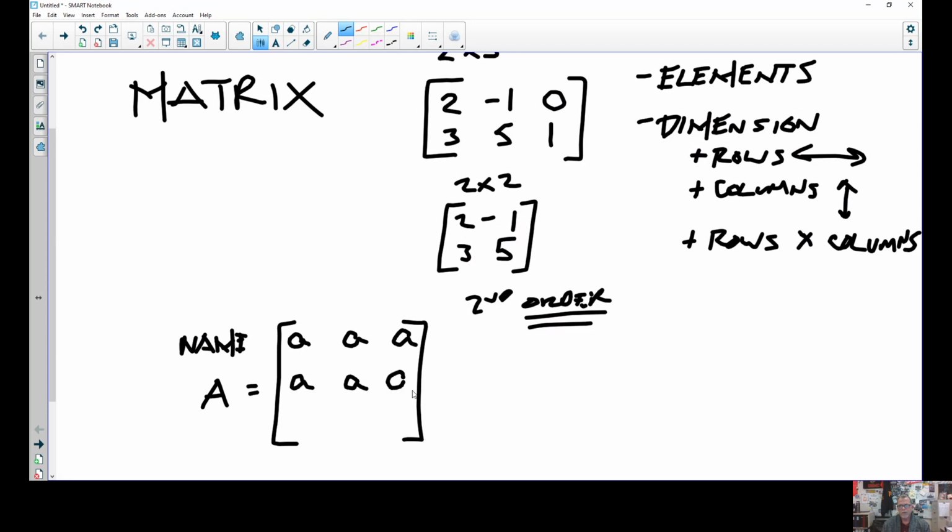Now, the thing is, it looks kind of silly with all A's, right? These are elements of matrix A, but they have subscripts. This would be A sub 1, 1. This would be A sub 1, 2. This would be A sub 1, 3. Then A sub 1, 4.